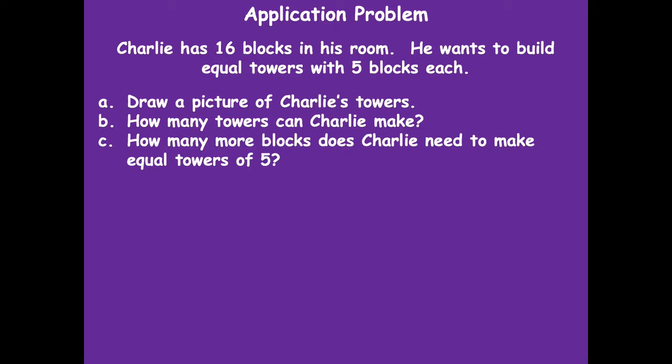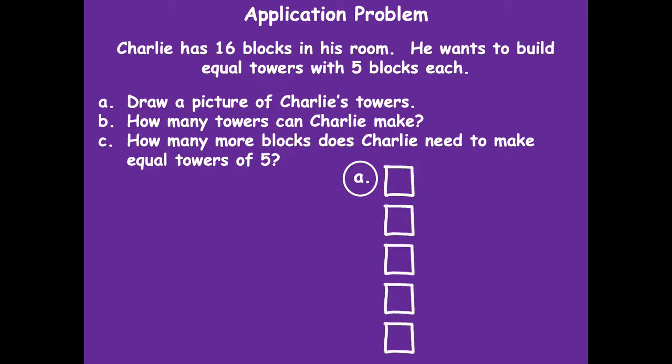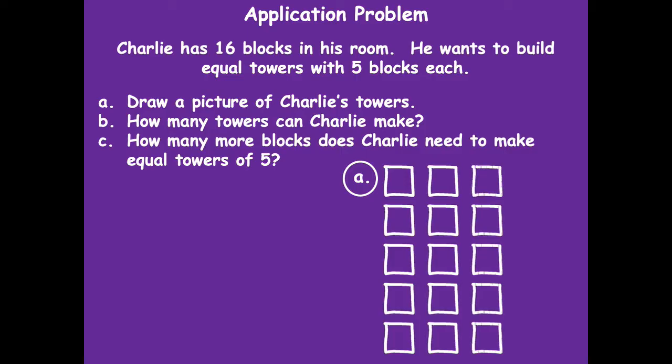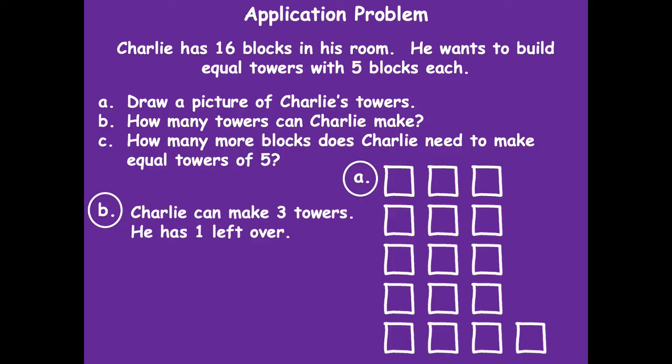All right, friends, pause if you need more time. All right, so first I'm going to start with drawing my picture. Well, there's 5 blocks in each tower, so there's 5. And I can count by 5s for this. So 5, 10, 15, and then I have one little extra guy over here, right? Because they had 16 blocks. Now B is how many towers can Charlie make? Well, if I look at my picture, he can make 3 towers, and he has 1 left over.